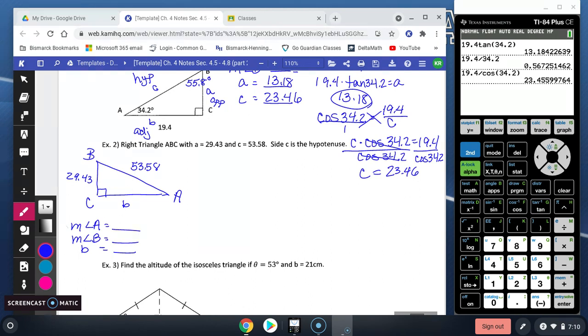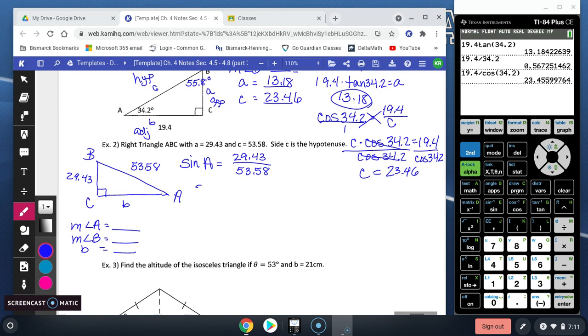Well, let's start with finding angle A. I don't know what the angle is, but I do know 2 of the sides. I know the opposite side and I know the hypotenuse. So opposite and hypotenuse is sine. So the sine of angle A is going to be the opposite, 29.43, divided by the hypotenuse.